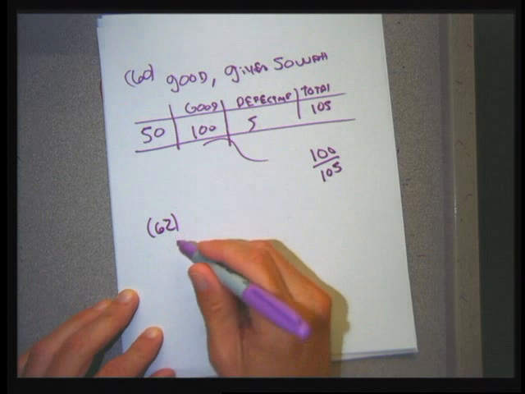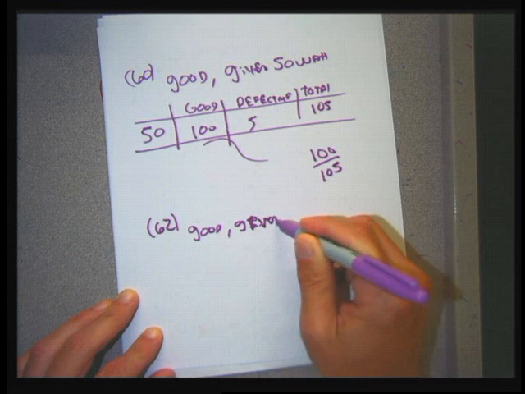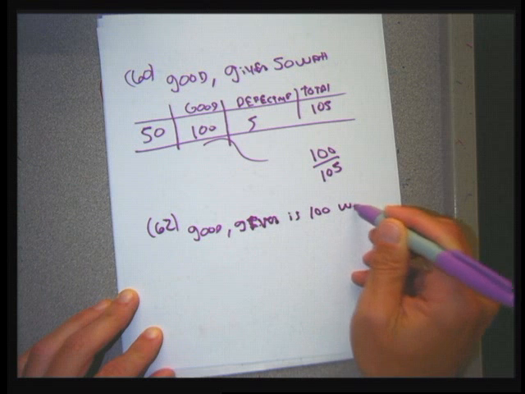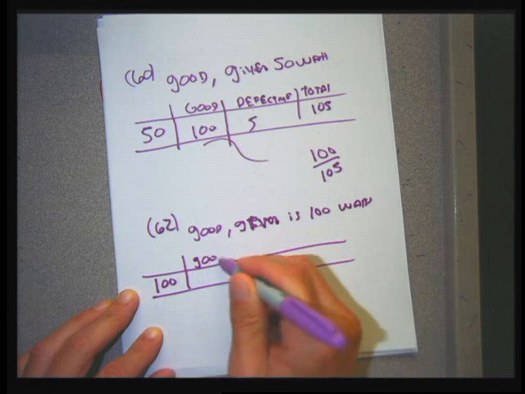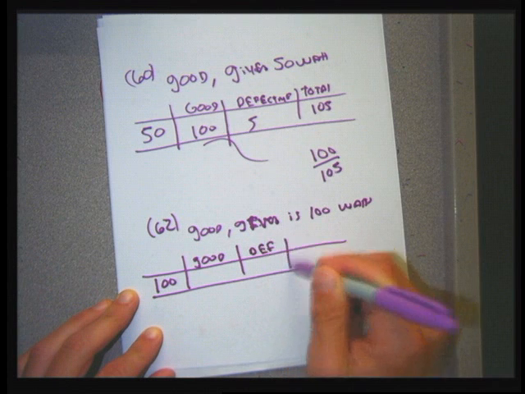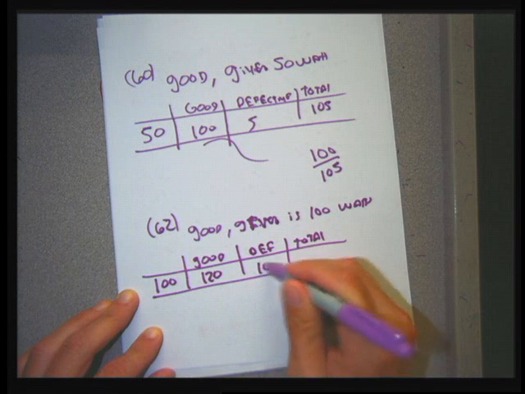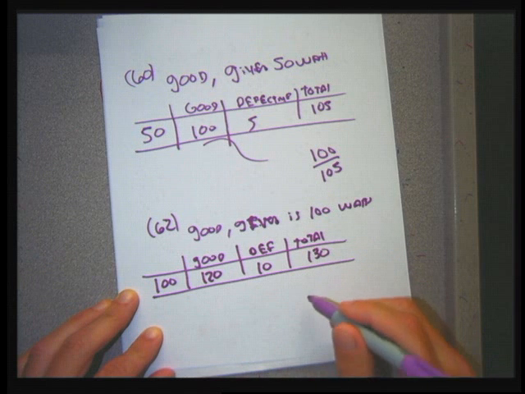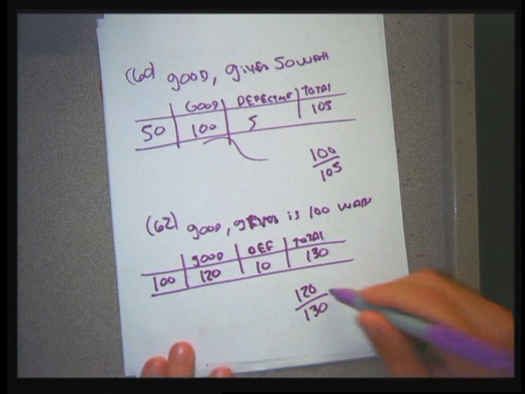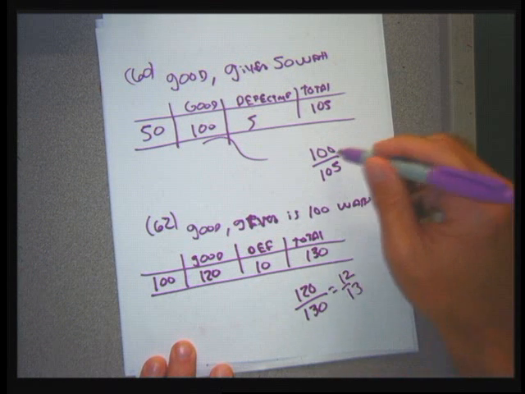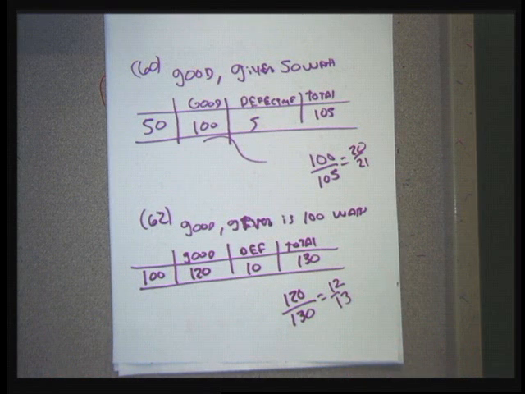62 says good given that it is 100 watts. So the part of the table I need to look at is the 100-watt row. And in the 100-watt row, there are 120 good, 10 defective of the 130. The probability that it's good, given that it's 100 watts, there's going to be 130 total that were 100 watts, and 120 of them were good. This fraction's easy to reduce. It reduces to 12 over 13. That fraction's not that hard to reduce. It reduces to 20 over 21. Those are more straightforward. 63 and 64 are a little harder.